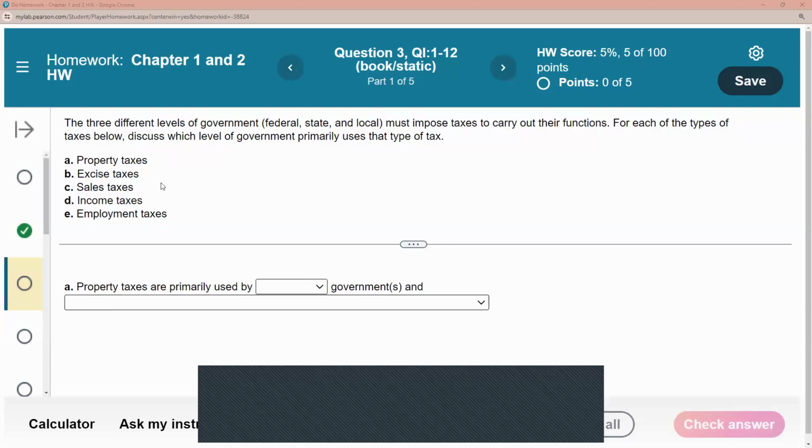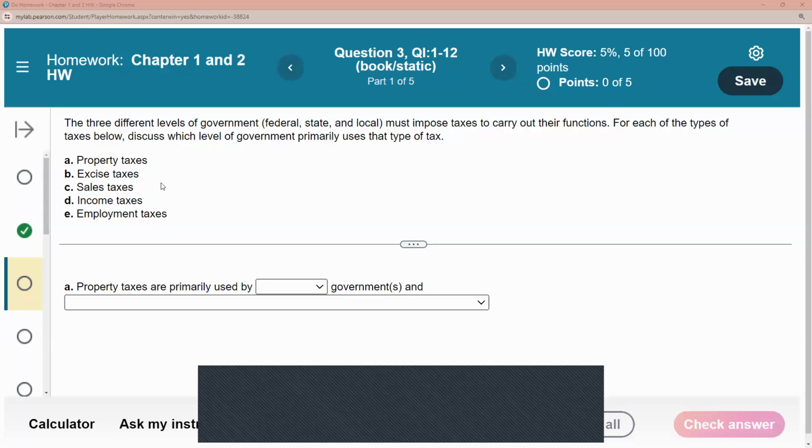Property taxes are essentially based on the value of a taxpayer's property. This might include real estate as well as personal property. Real estate taxes are a major source of revenue for local governments. In addition, some state and local governments might levy a personal property tax on intangible items.